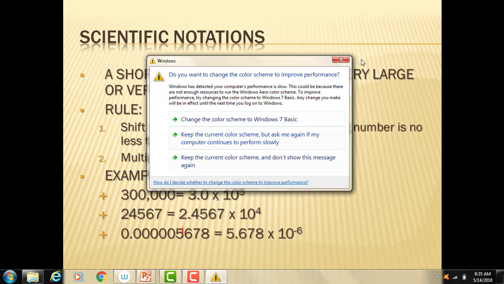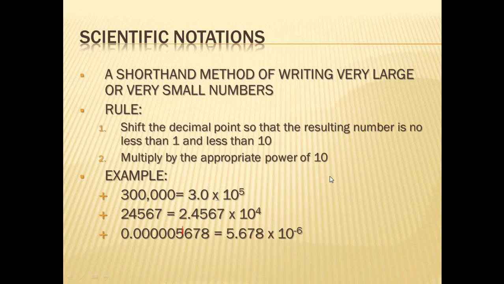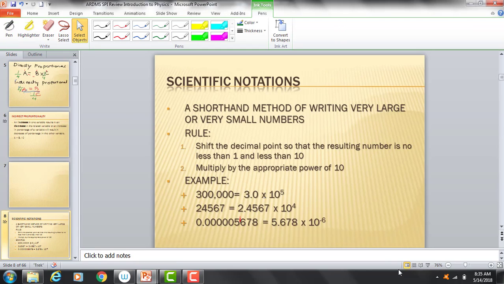Now let's talk about scientific notations. Scientific notations are shorthand methods of writing very large numbers. The rule is: shift the decimal so that the resulting number is no less than 1 and less than 10, then multiply by the appropriate power of 10. So for example, over here we have 300. How would you write it in scientific notation?